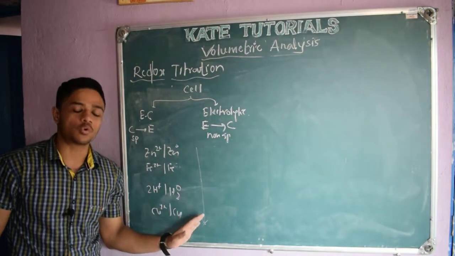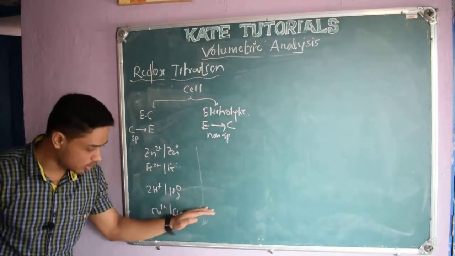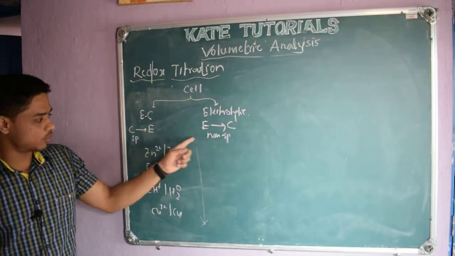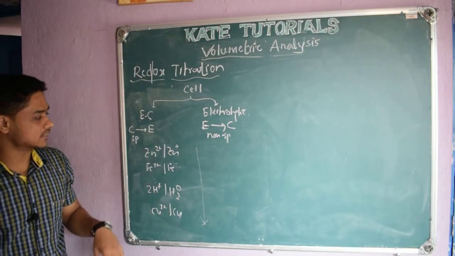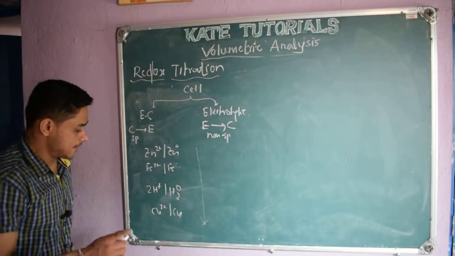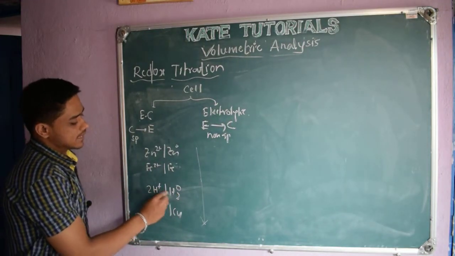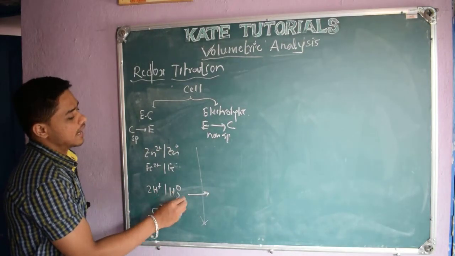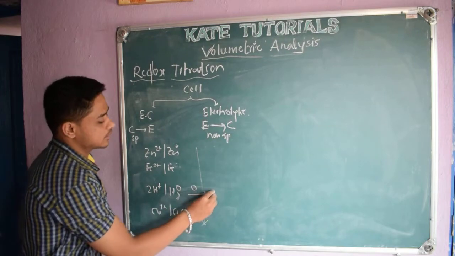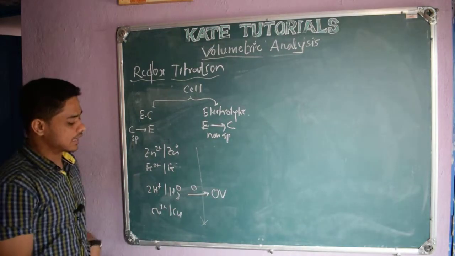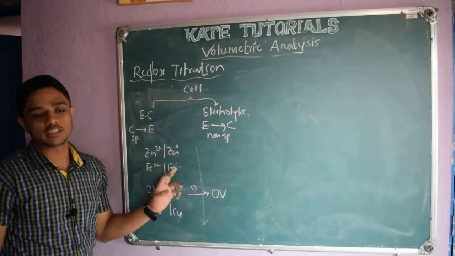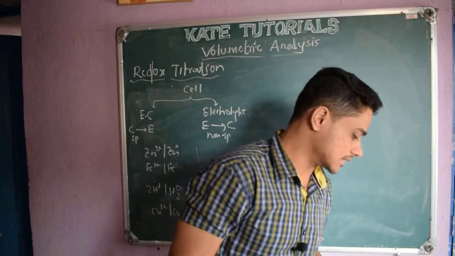Those which fall above are good reducing agents, and those which fall below will undergo reduction, meaning they are good oxidizing agents, right? Those which fall above undergo oxidation, because less reduction potential means more oxidation potential. Also, the reduction potential of hydrogen, 2H+ to H2, at room temperature 25 degrees, is 0 volt, right? Those with high reduction potential act as oxidizing agents, and those with low reduction potential act as reducing agents. These things we have discussed in the electrochemical cell, right?